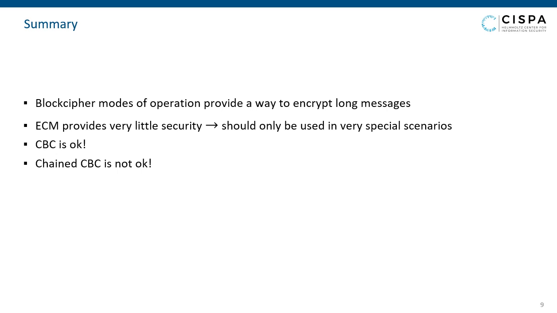The chained CBC is not okay. There is a chosen plaintext attack against this mode of operation. The output feedback mode is okay, even though both encryption and decryption need to be performed sequentially and are therefore slow, but can be pre-computed. And really the bottom line of this segment is, if you have the choice to use the counter mode, then use it in your application.